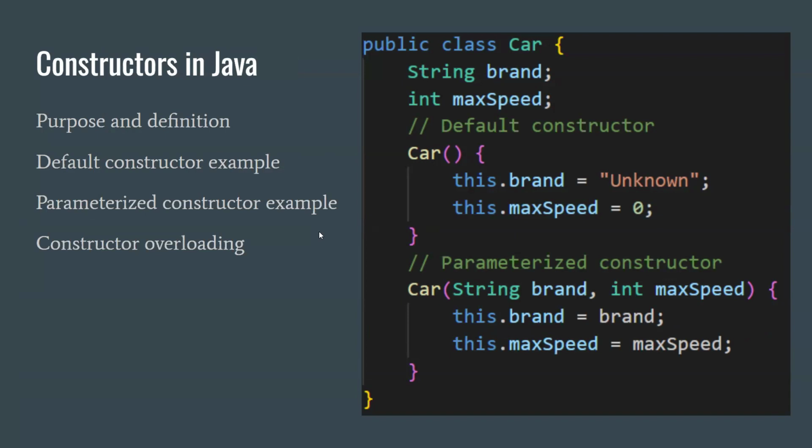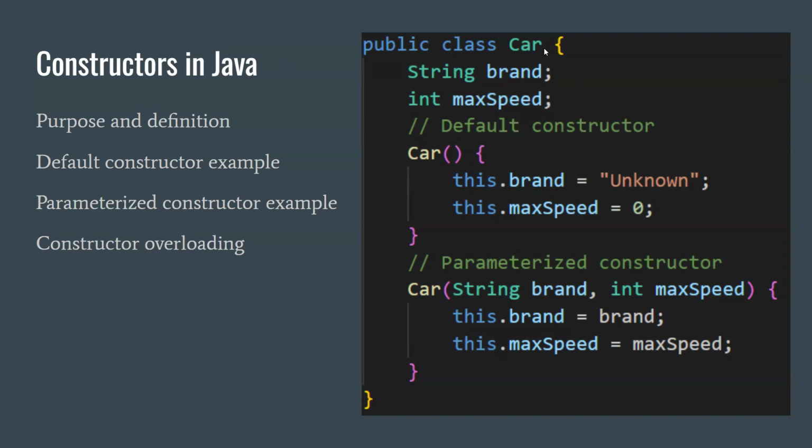Constructors in Java. Constructors initialize new objects, and a default constructor is called when an object is created without explicit parameters. A parameterized constructor allows us to set initial values, and overloading constructors enable different ways to initialize objects, so we get some flexibility there.